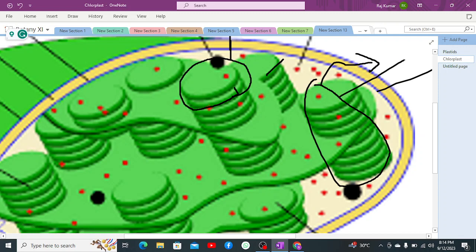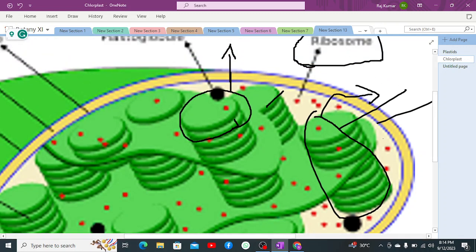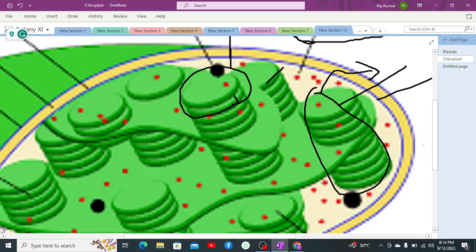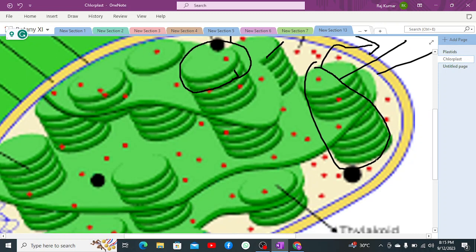One stack is made up of 50 or more than 50 thylakoids. Apart from which, there are 40 to 60 grana inside the chloroplast.